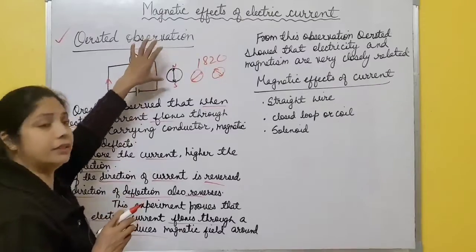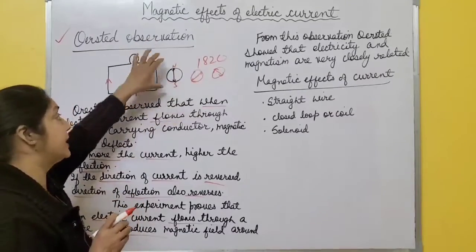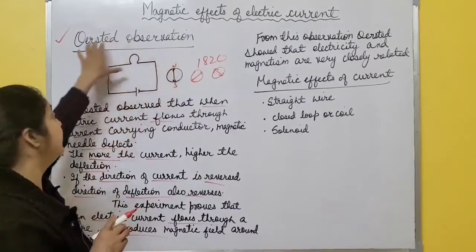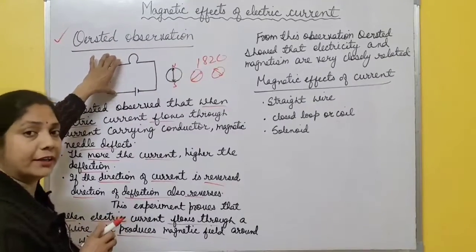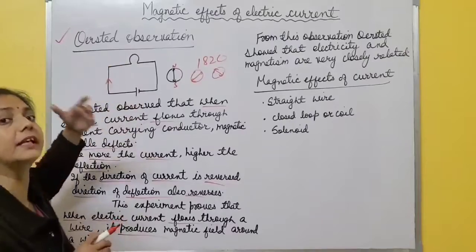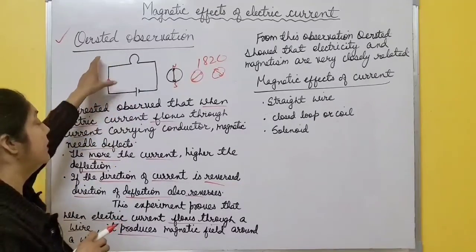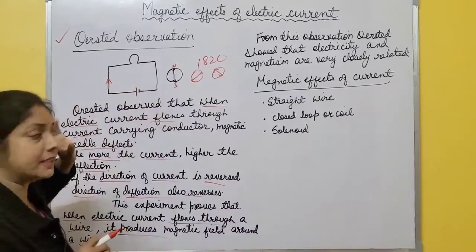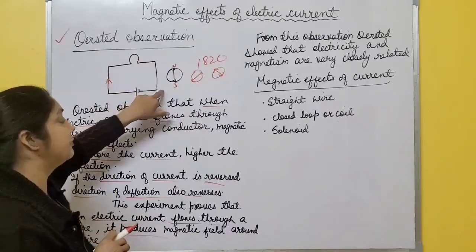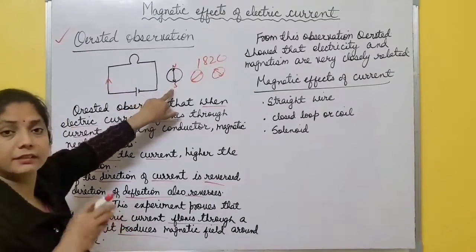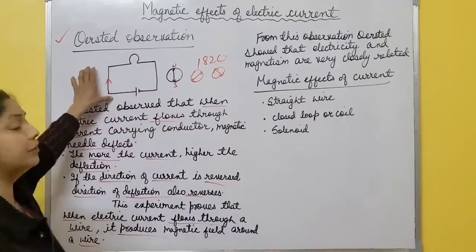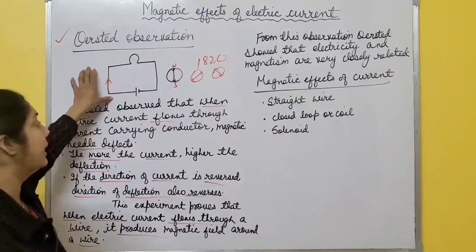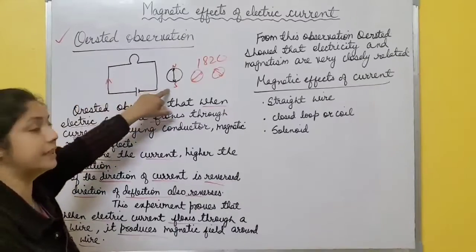This needle only shows some deflection if it experiences a magnetic force, but here there was no magnet. So this current carrying wire or electric circuit behaves like a magnet, and around it a magnetic field is present. If this magnetic field is present, then this needle deflects. It experiences a magnetic force. It means a current carrying wire behaves like a magnet, and due to this current carrying wire, the needle deflects.